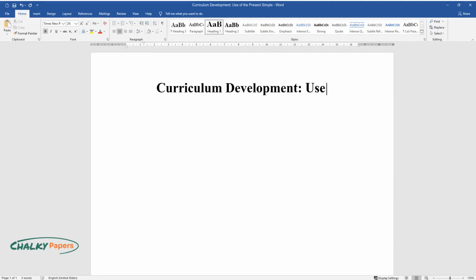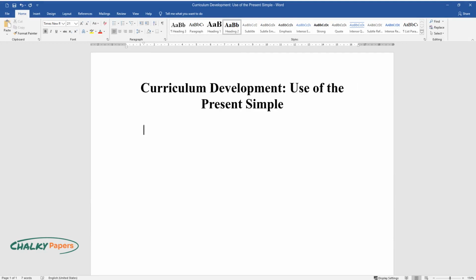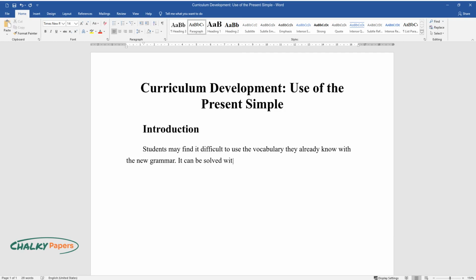Curriculum development, use of the present simple. Introduction. Students may find it difficult to use the vocabulary they already know with the new grammar. It can be solved with a quick review of the previous vocabulary at the start of the lesson.